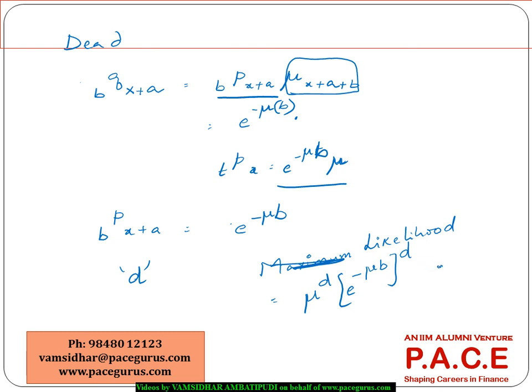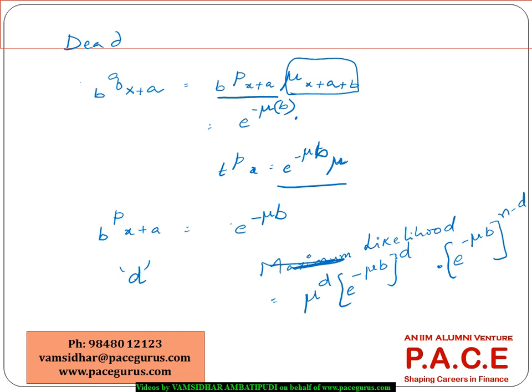Similarly, what about the alive people? Again, there are e power minus mu b, and whatever is the number of alive people. So probably n minus d is the number of alive people. So these are the total contributions.